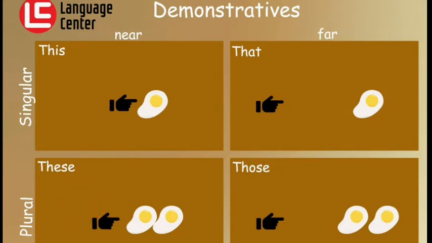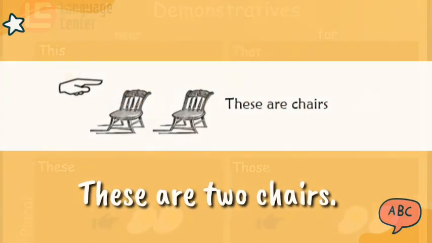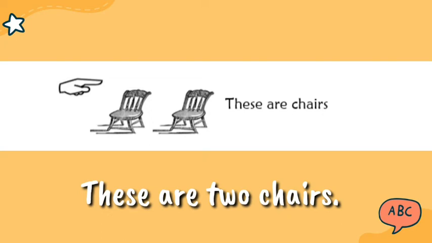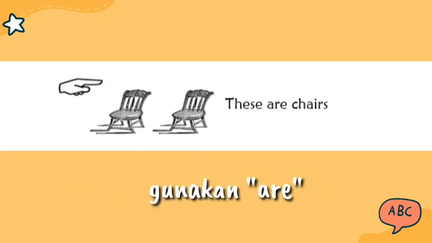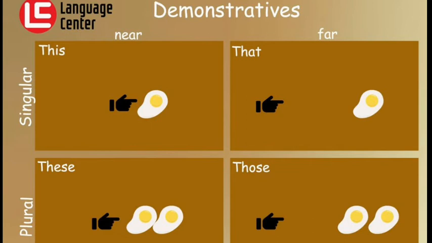Okay, next is these. Students, these is similar with this, but the object should be more than one. For example, these are chairs, or these are 2 chairs. Because there are 2 chairs, so you have to use these. These are 2 chairs. And don't forget, if the object is more than one, so you have to use are, because it's plural.